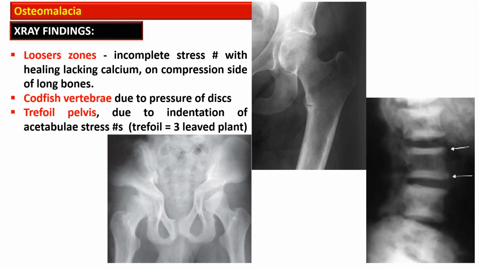As for the radiological features of osteomalacia, Looser zones are present in the long bones. These are incomplete stress fractures with healing that lack calcium, on the compression side of the long bone. The vertebrae in osteomalacia are termed codfish vertebrae, and this is due to pressure of the disc. The pelvis has a characteristic X-ray appearance in osteomalacia called trefoil pelvis, and this is due to indentation of the acetabula and stress fractures.